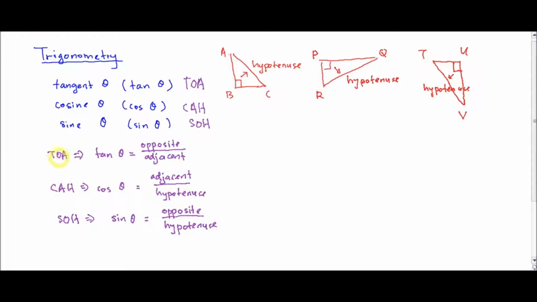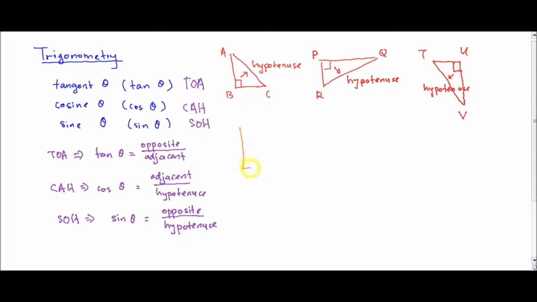So the O means opposite, the A means adjacent, and H means hypotenuse. Tangent is equal to opposite divided by adjacent. Cosine is equal to adjacent divided by hypotenuse, and sine is equal to opposite divided by hypotenuse. This is very important. You need to memorize it. But some students have problems determining which side of a right angle triangle is the opposite side and which is the adjacent side. Let me give you a few examples here.